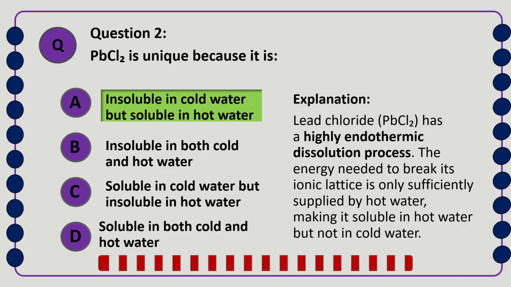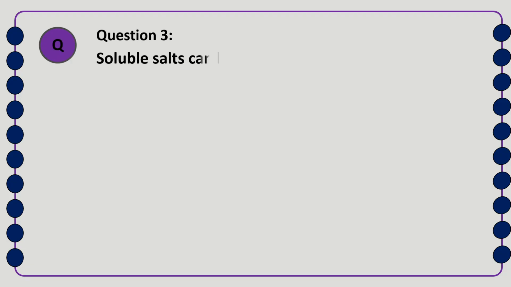Lead chloride has a highly endothermic dissolution process. The energy needed to break its ionic lattice is only sufficiently supplied by hot water, making it soluble in hot water but not in cold water. So, did you know that lead chloride is unique when it is in cold water and when it is in hot water? Let's proceed with question number 3.